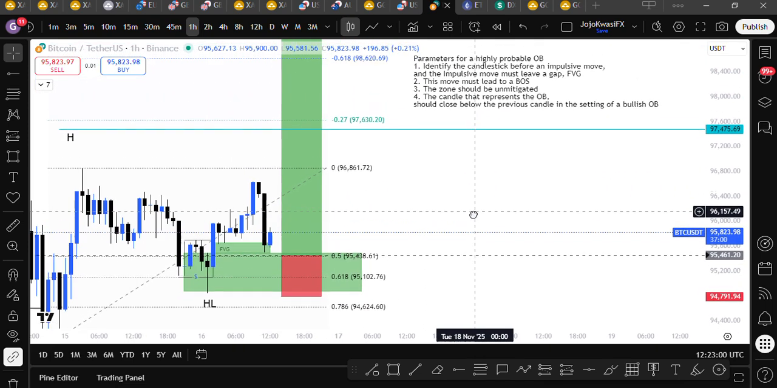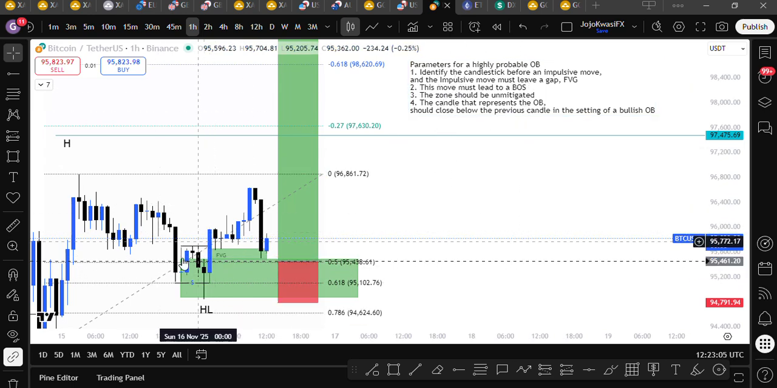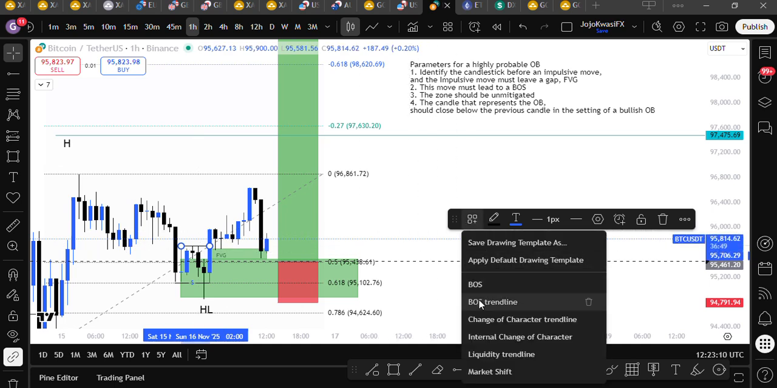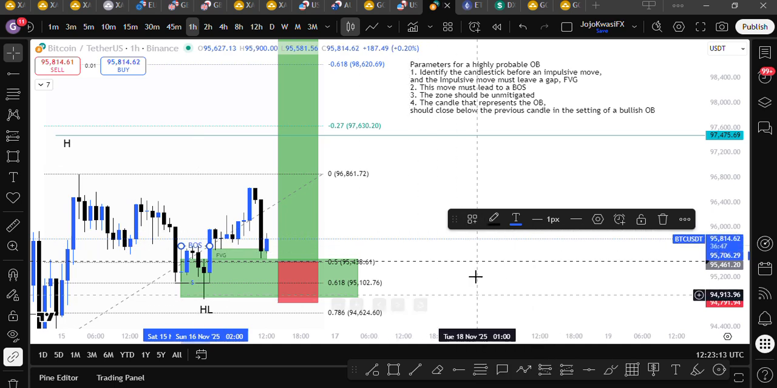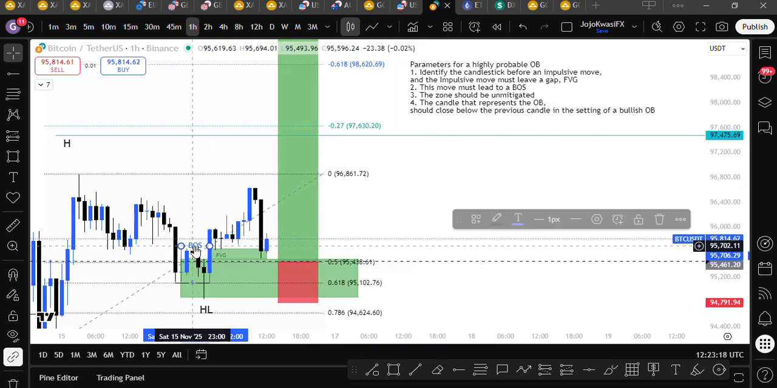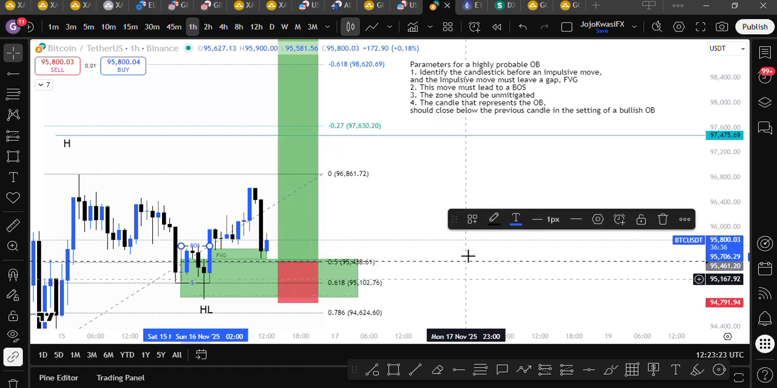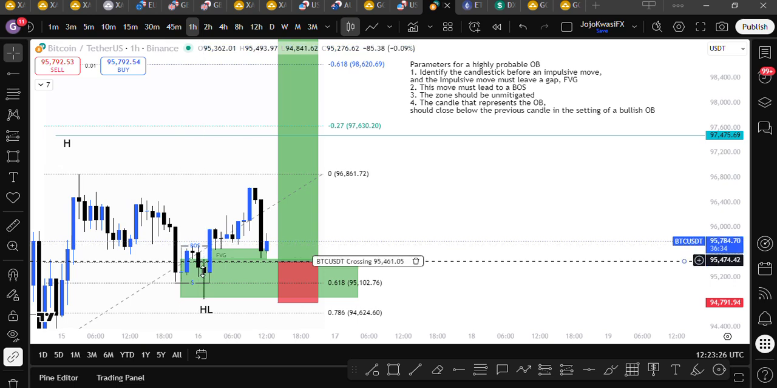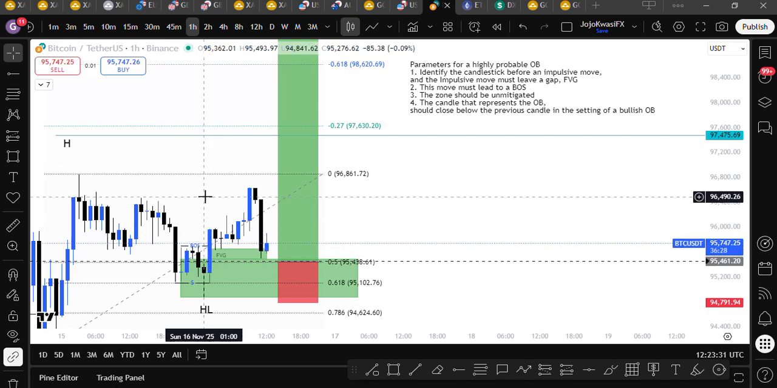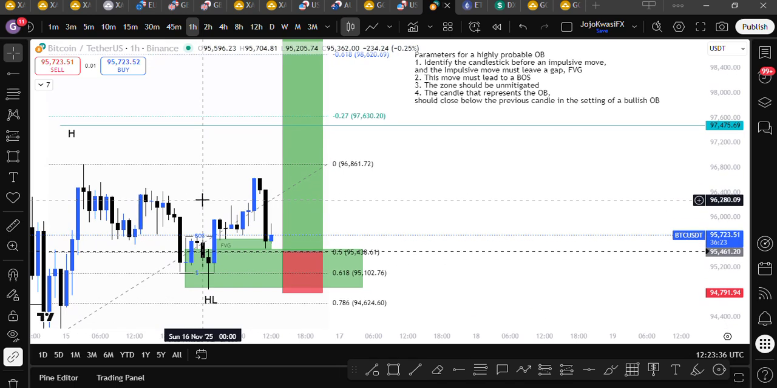Okay. So we go to the next parameter, which is that this must lead to a break of structure. You can see that this impulsive move led to a break of structure here. Let me mark it for you to see it clearly. Let me make it small because it's a bit big. Let me make it 10. So it led to a break of structure. This is an internal break of structure. The swing break of structure is all the way up here. So this is the break of structure here.